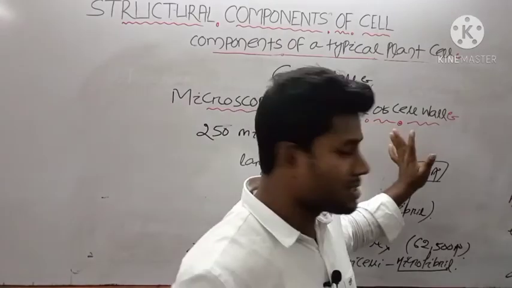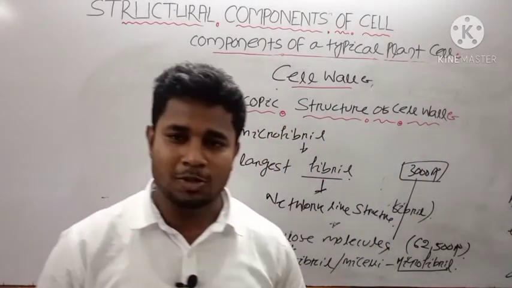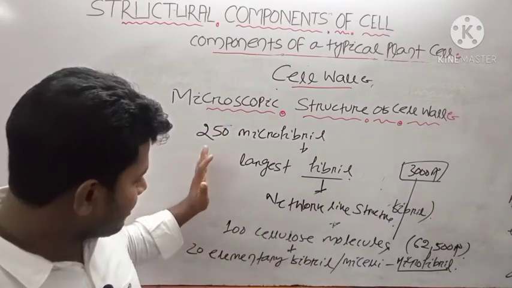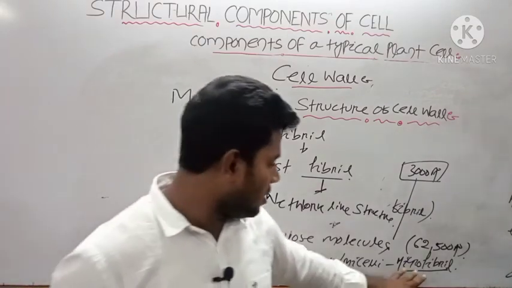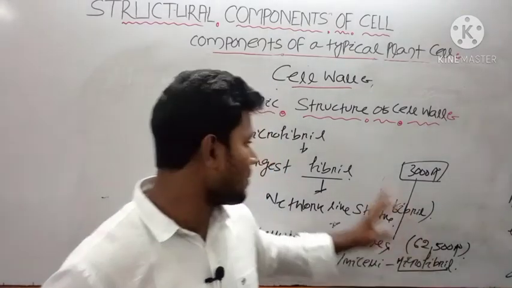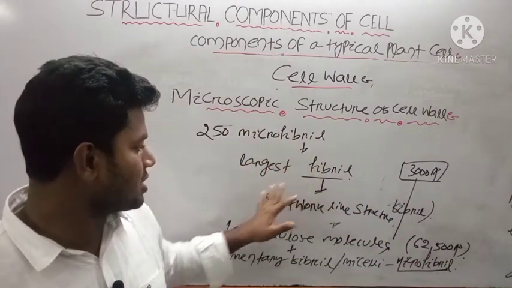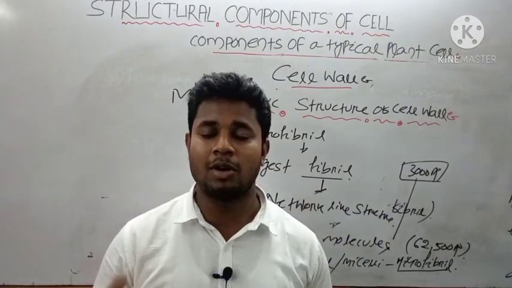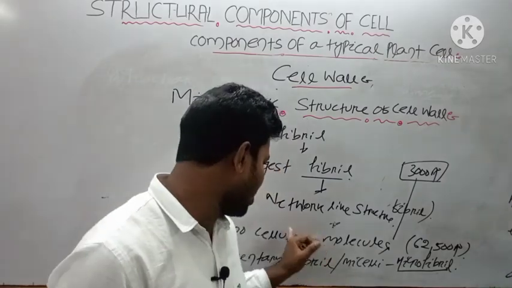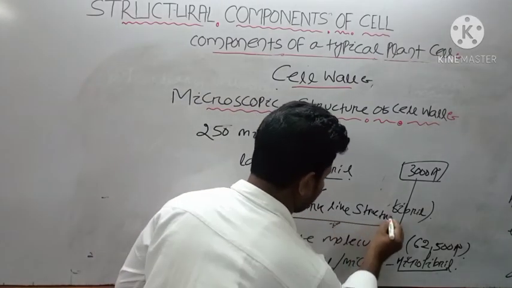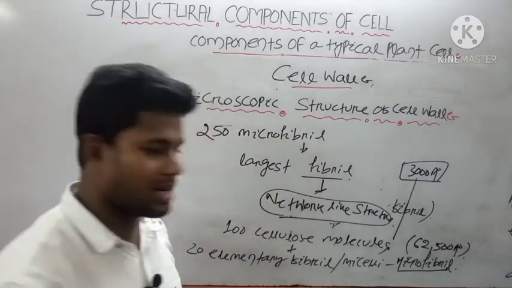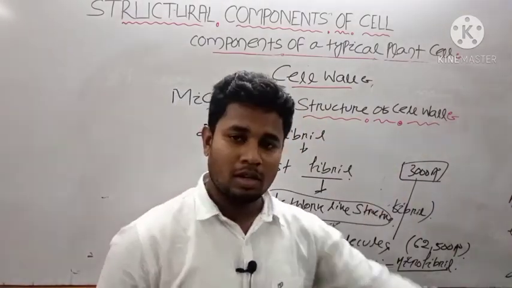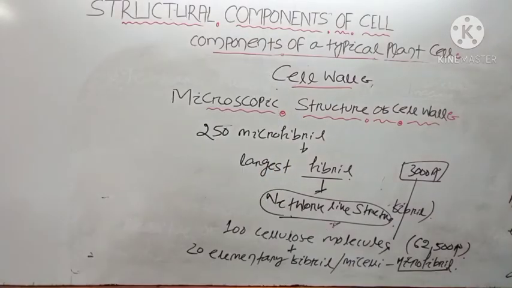First is your cell wall, then cellulose fibers, then elementary fibrils, then from the elementary fibrils they form the microfibril, and from microfibrils there is formation of the largest microscopic unit, which appears in a network-like structure. Okay, this is the basic ultrastructure of your plant cell wall.